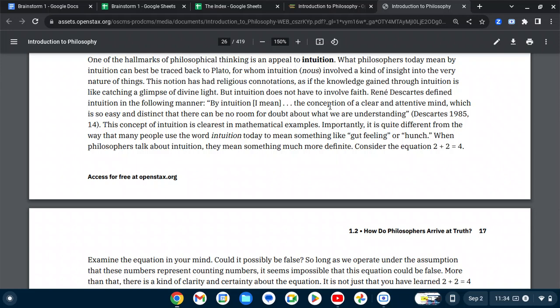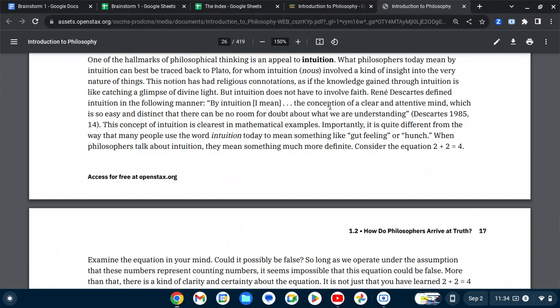This notion had religious connotations, as if the knowledge gained through intuition is like catching a glimpse of divine light. But intuition does not mean to involve faith. Rene Descartes defined intuition in the following manner: by intuition, I mean the conception of a clear and attentive mind, which is so easy and distinct that there could be no room for doubt about what we are understanding. This concept of intuition is clearest in mathematical examples.